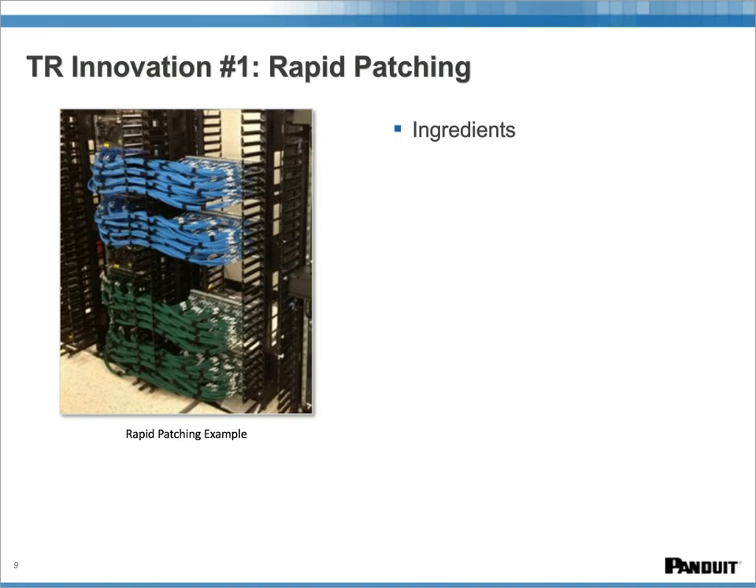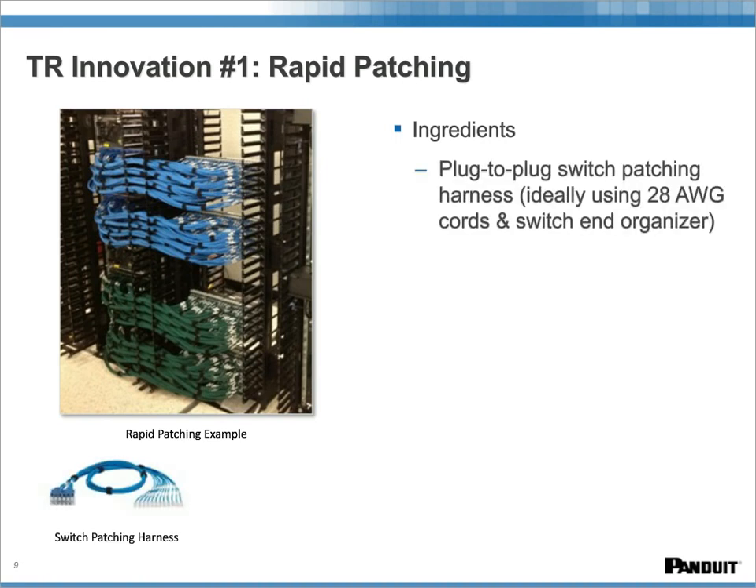Now, the ingredients for this solution are a plug-to-plug switch patch harness, and ideally that's using 28-gauge cords and a switch end organizer. The switch end organizer is that housing assembly that's in the lower left of the picture, and that's used to facilitate one-handed quick install of all 12 ports into the switch end, with the loose cords being on the patch panel end.